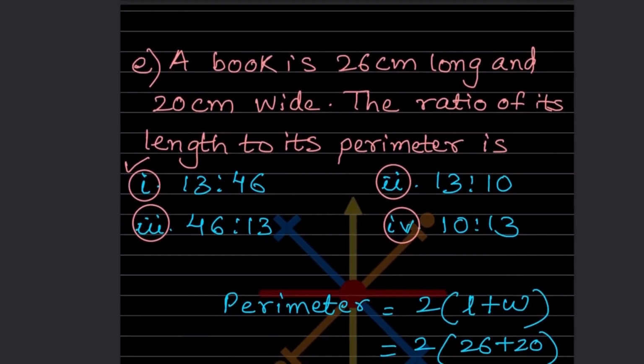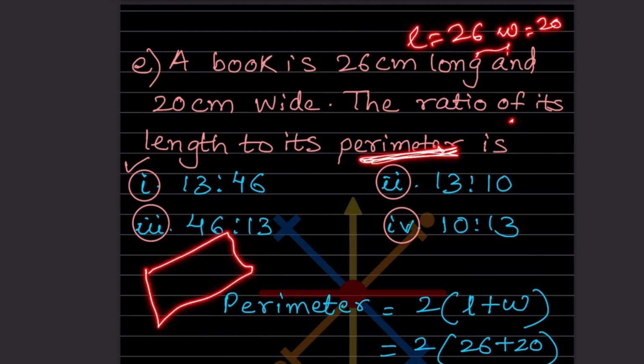So next one, a book is 26 centimeter long and 20 centimeter wide. The ratio of its length to its perimeter is. Now the dimensions are given, which means the length is 26 and the width is given as 20. So the ratio of its perimeter. Here the perimeter means, this is a rectangle, isn't it? Because the length and the width are different. So this is the width and this will be the length, because this is 26 and this is 20.